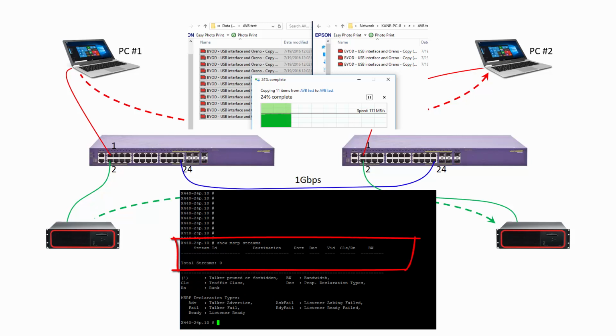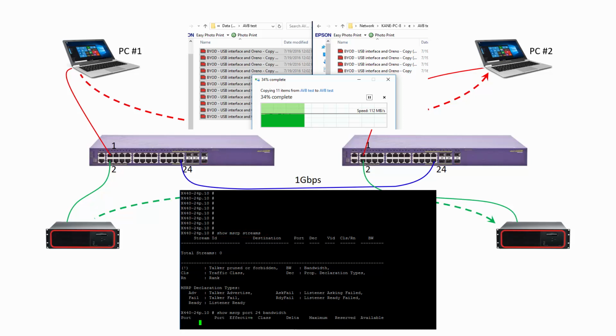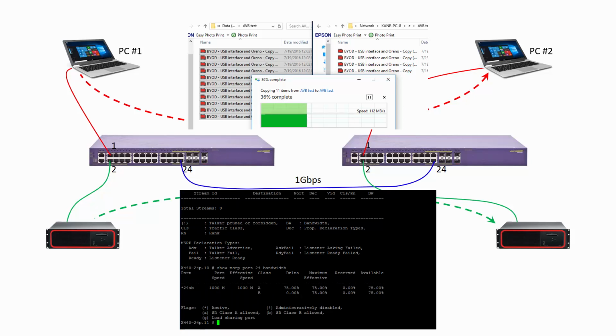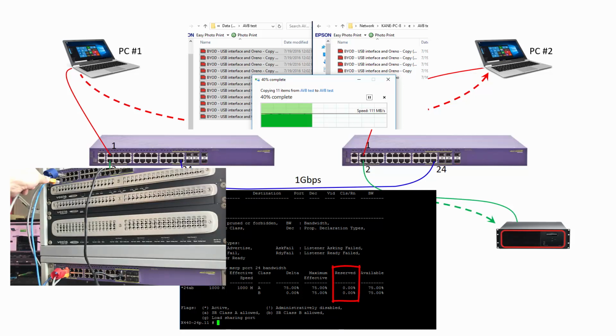Here we can see that no bandwidth has been reserved yet. We see this by querying the switch for the MSRP streams. MSRP stands for Multiple Streams Reservation Protocol, which is essentially how an AVB-enabled switch reserves and assigns the bandwidth for the AVB data. At this point, if we plug in the AVB cable, our AVB connection becomes active.